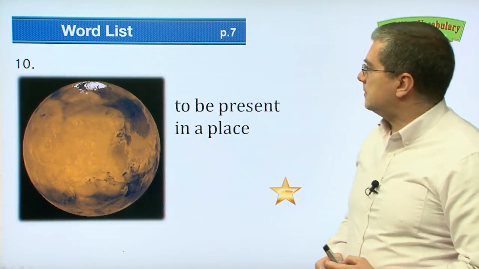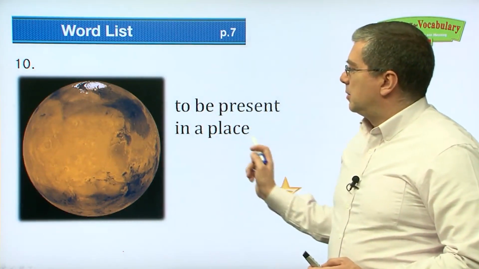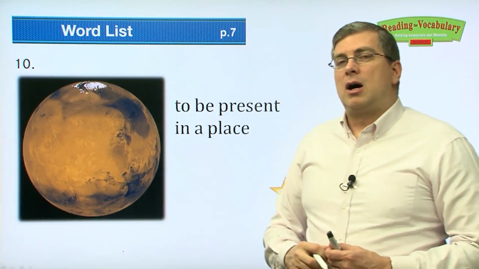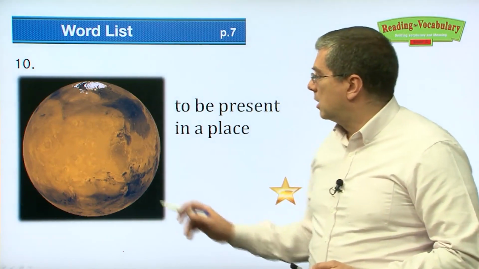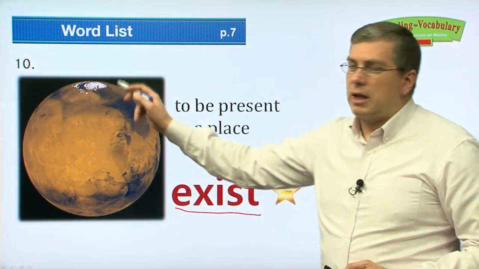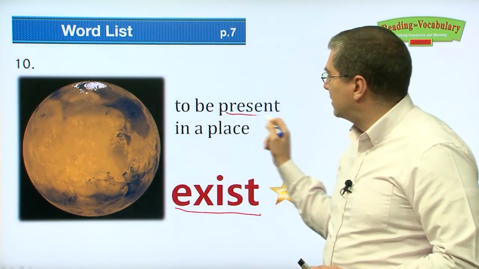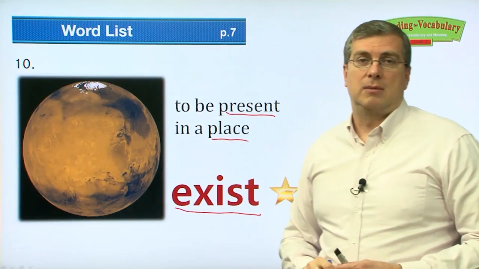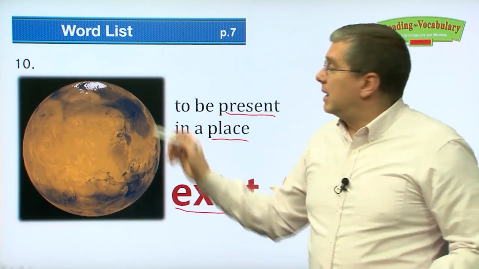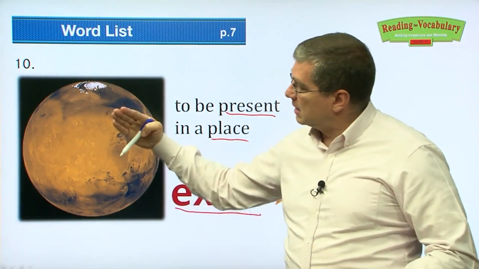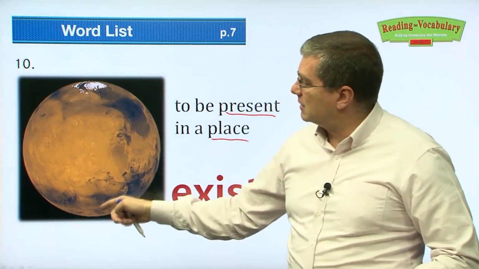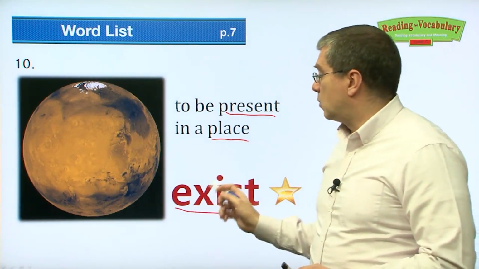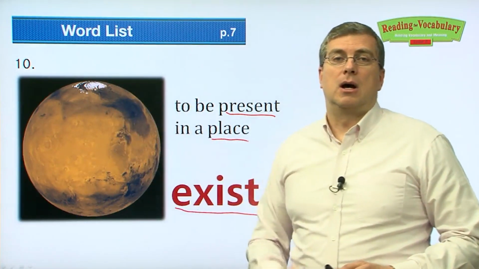Okay, next word. This one is to be present in a place. This is a picture. It looks like Mars. Of course, many scientists have been wondering if water exists on Mars. So if water is present in a place, like water is on Mars, then water exists on Mars. And of course, we now know that at the North Pole and the South Pole, you can't see it because Mars is tilted like this, you can't see the South Pole, but at the North Pole, there's frozen water, ice, right? So there is water. Water does exist on Mars, okay?